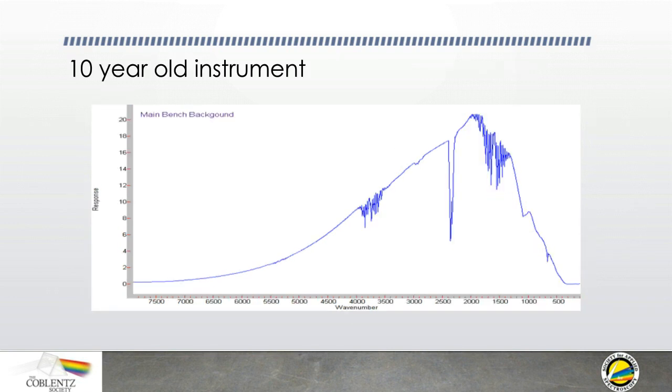Now, as an instrument ages, you will see changes in the response curve, the single beam, and it's due to minor changes in the optics and things like that. This single beam is from a 10-year-old instrument, actually. Right now, that instrument is probably closer to 15 years old. But although the pattern of the single beam is not perfect, this instrument is still very usable.